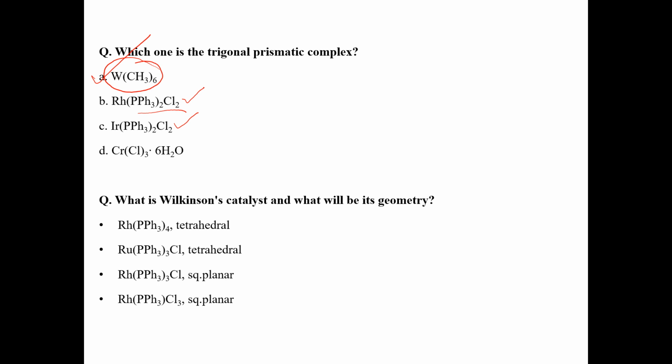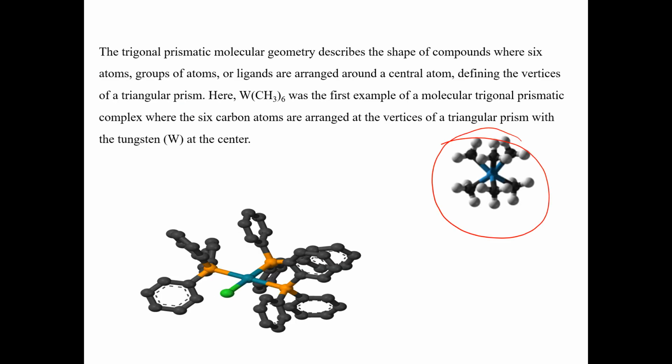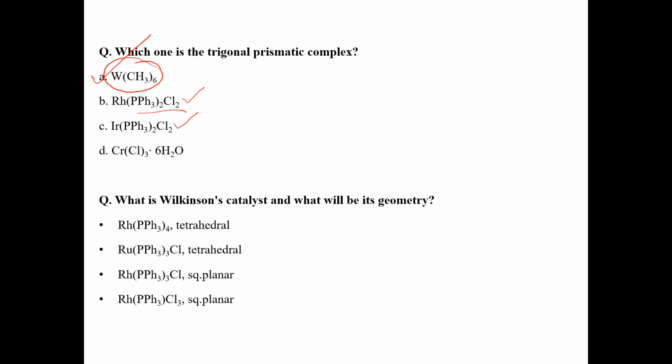Okay, what is the Wilkinson catalyst and what will be its geometry? You all know the Wilkinson catalyst. It is widely used in cis hydrogenation of alkenes, and it has a square planar shape. Just see here: this is chloride and one PPh3, another PPh3, and a third PPh3.